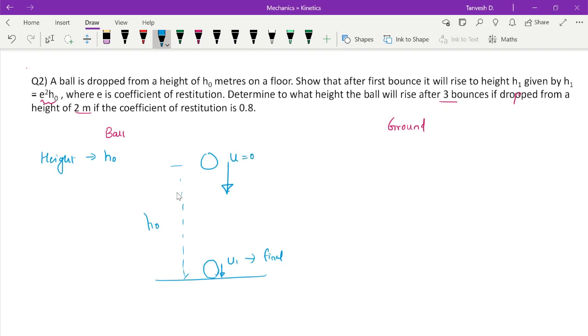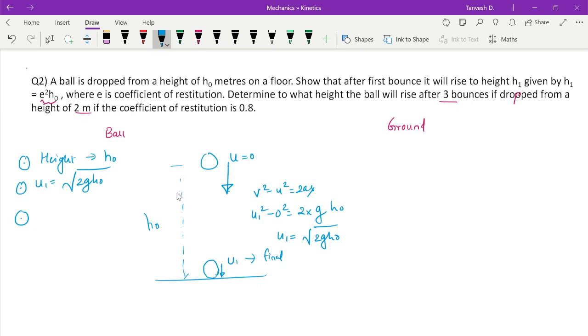So we can use the laws of motion and say that v squared minus u squared equals 2as. So u1 squared minus 0 squared is equal to 2g into h0, and I am considering downward as positive, so I am taking g as positive. So u1 is under root of 2g h0, correct?